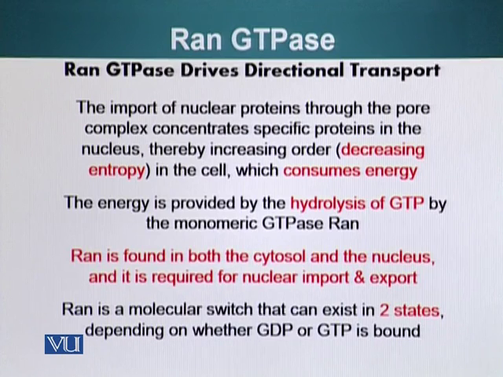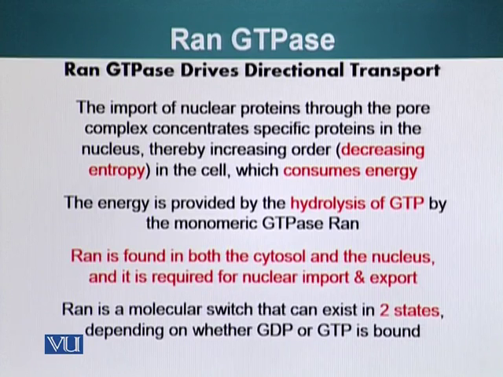So when RAN hydrolyzes GTP like our G proteins do, we have talked about, for example, RAS or G proteins, when they hydrolyze GTP, they use up energy. So this is where the energy is coming from, and this is what drives the import and export process. Now RAN is found both in the cytosol and the nucleus, and it is required for both import and export from the nucleus or into the nucleus, but there is a trick to it. We'll see what the trick is.